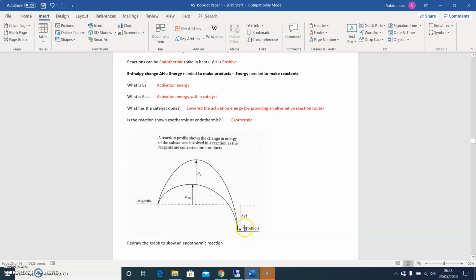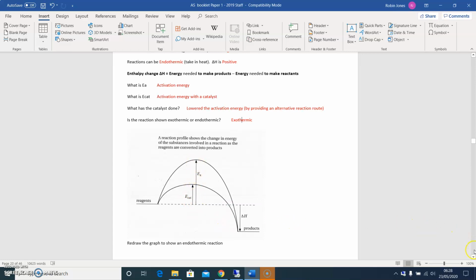And that's why delta H, which is measured here, this difference, from the energy that the reactants have, take away the energy that the products have, this energy here is my enthalpy change, and it's negative. If I use a catalyst, I need to put less energy in to get it to react. So my activation energy with a catalyst is lower. I need to put less in, so that's that value there, rather than the activation energy here without a catalyst.